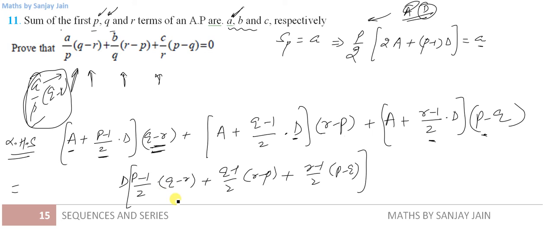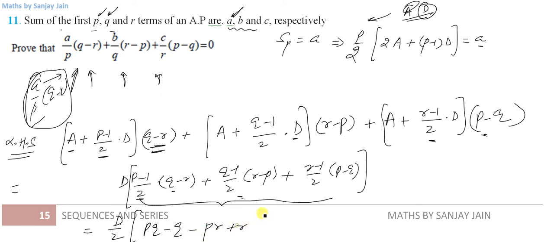Okay, now let us do this calculation. D you can keep outside, you don't have to worry about D, because anyhow the term inside this bracket will come out to be 0, and this 2 also you can take outside. So D by 2 you can keep outside. Now you can multiply this Q into P, so PQ minus Q minus PR plus R, and from here plus QR minus R minus PQ plus P.